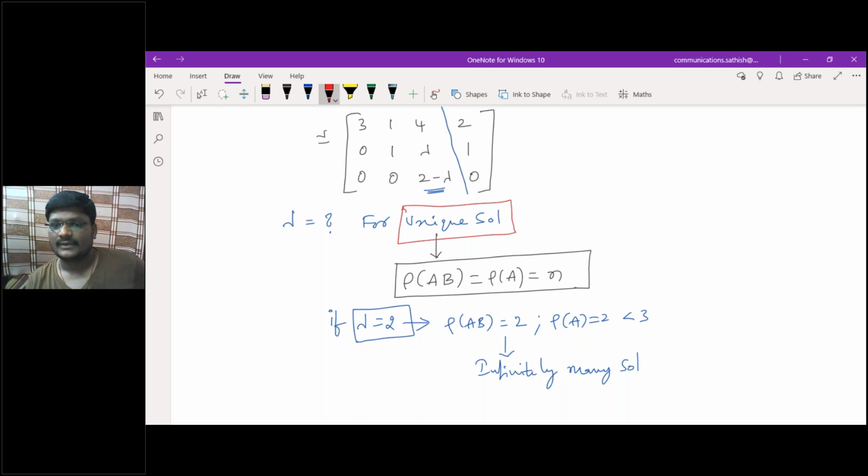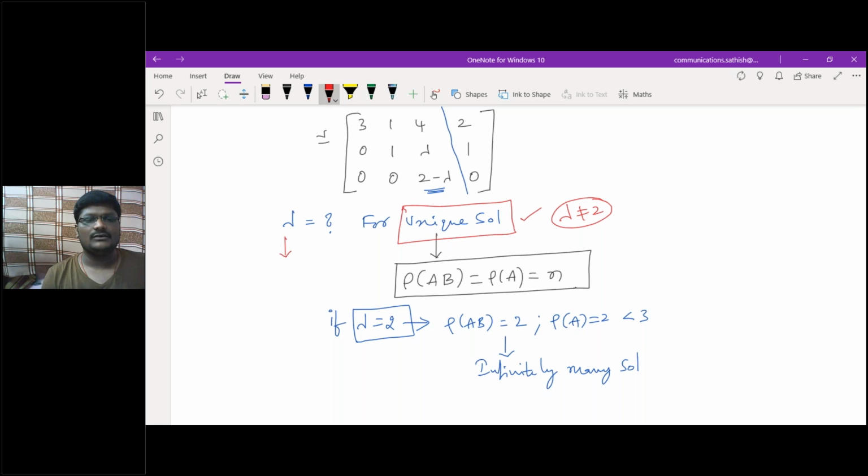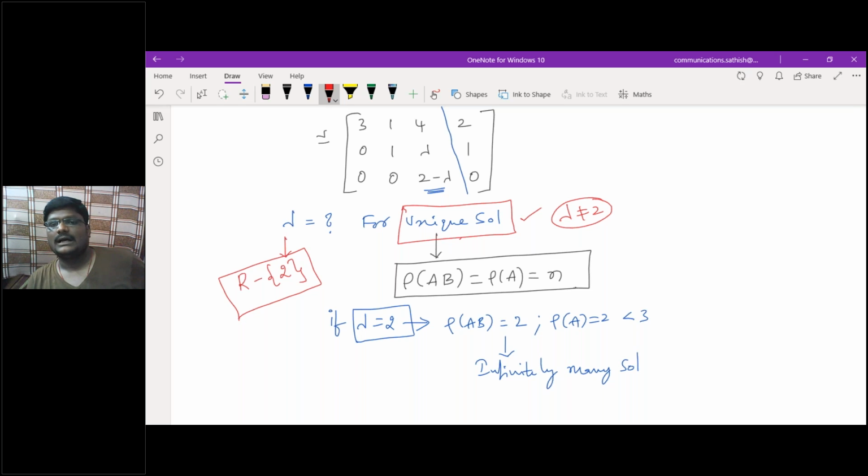Yes, sir. That means to make the unique solution, lambda must not be equivalent to 2. All other values I can take as the lambda value. Am I correct or wrong? So hence, the lambda value I can take is all the real values except 2. This is the answer for that problem. Am I correct or wrong?